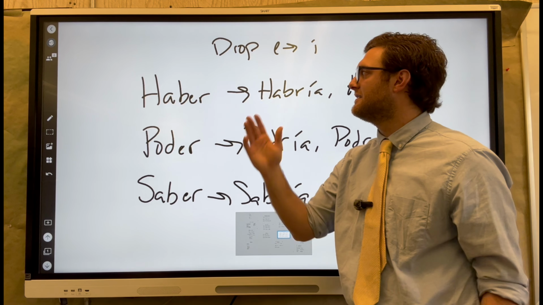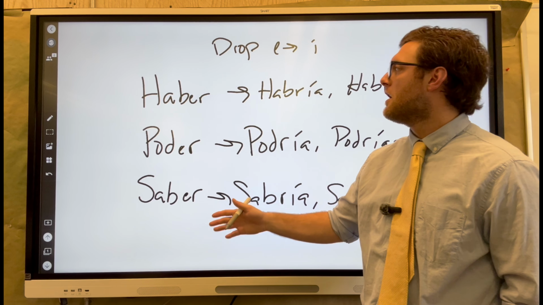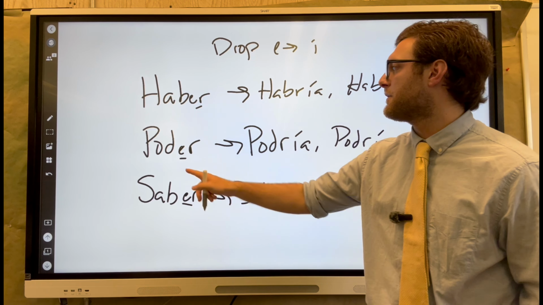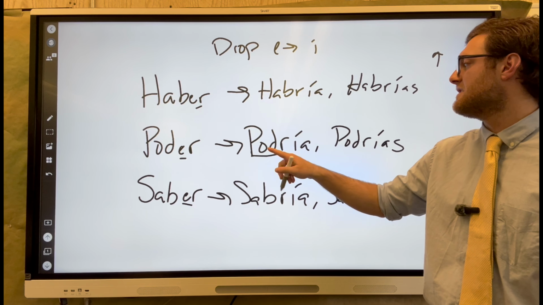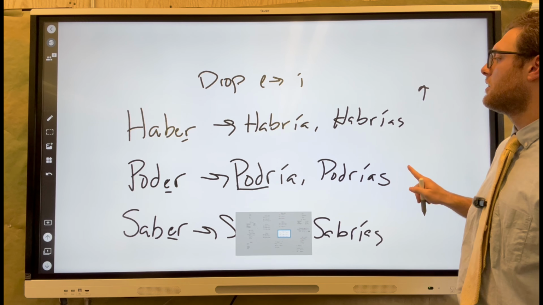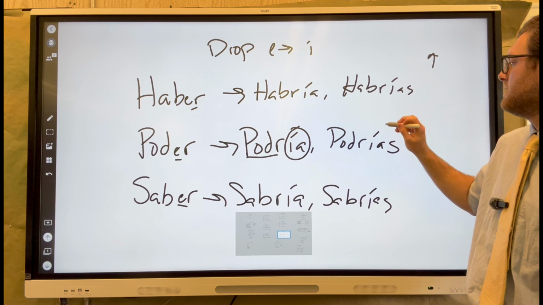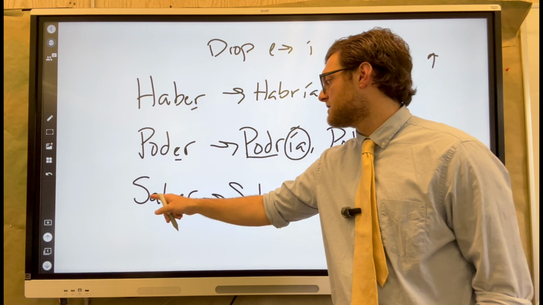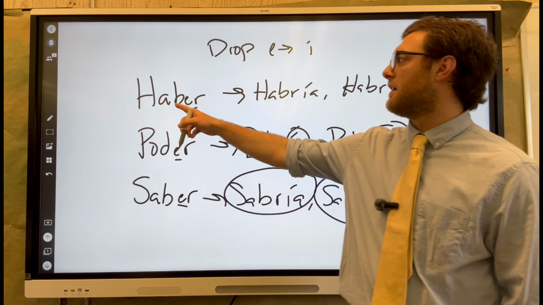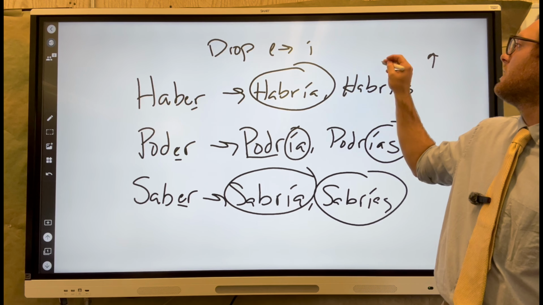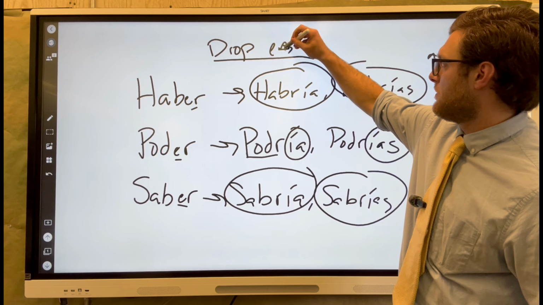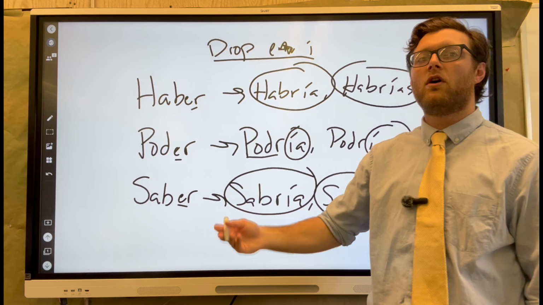Our first is the drop the E or the I group. So I have here three verbs. And what you do is you drop the E in each one. So now it's podría. So you can see now it's poder minus the E, and then it's just our normal endings, right? These are our normal conditional endings that we have right here. Podrías. Saber is the same. Drop the E, sabría, sabrías. Caber is the same. Drop the E, cabría, cabrías. All right, so that's our drop the E or the I endings.